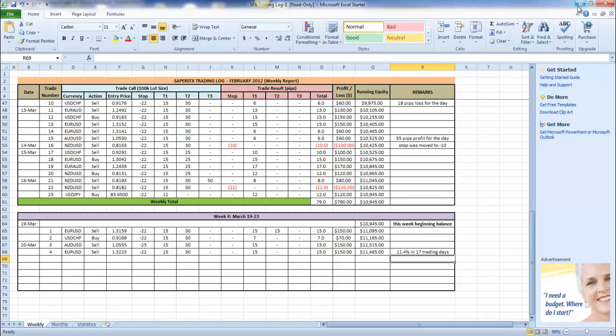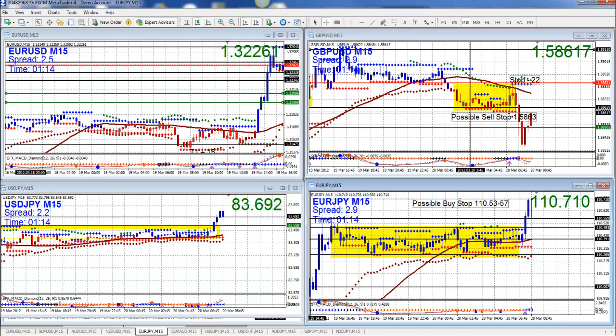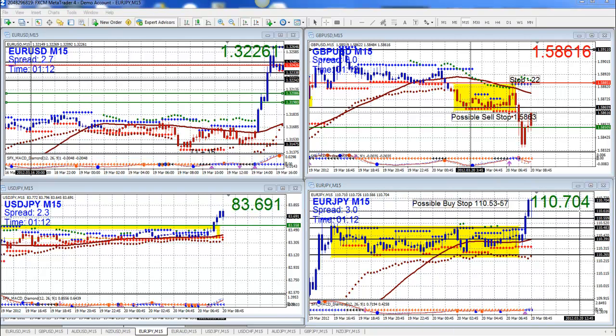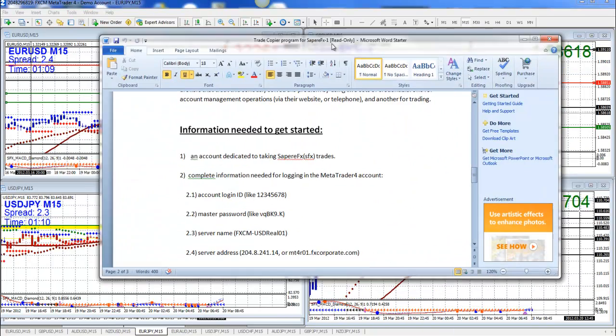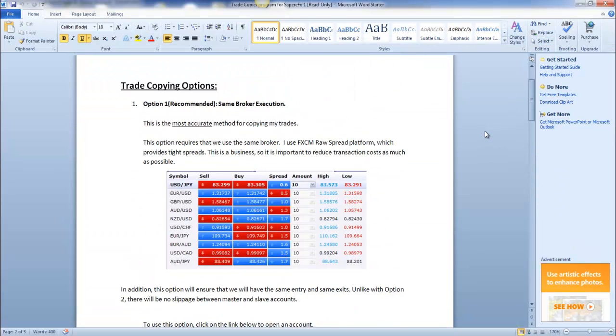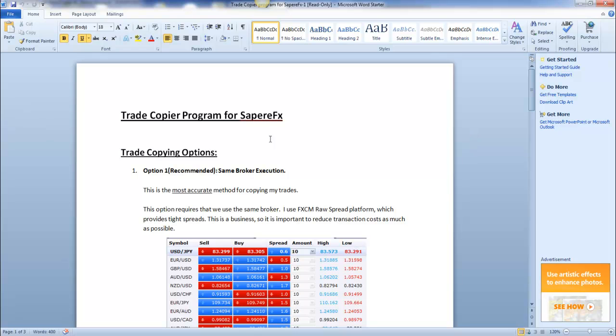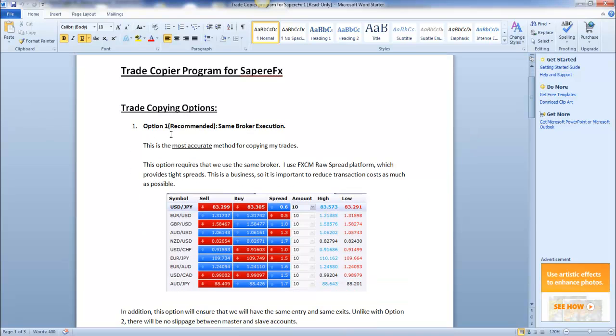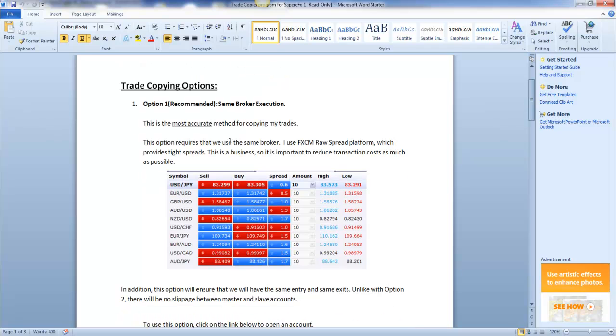Okay, so with that, a lot of members are banging on my door wanting me to initiate a trade copier program so that they can benefit from my trades. So this is what I'm going to be doing. Option 1 is what I recommend. I'm going to call this the same broker execution. This is the most accurate method for copying my trades.